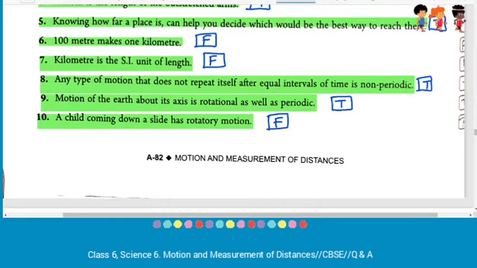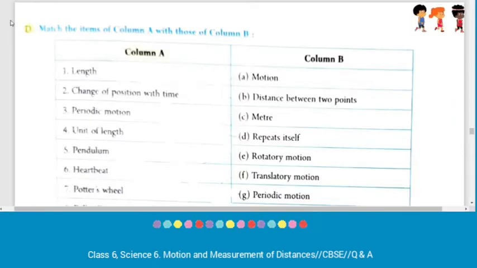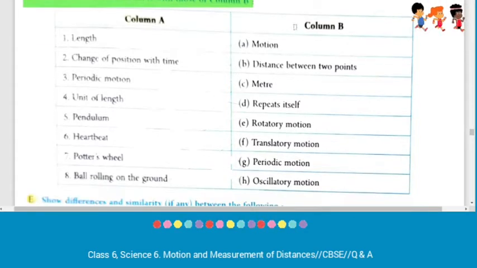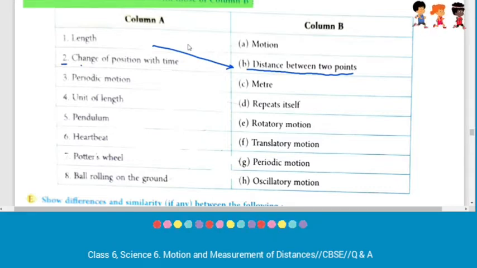Section D, match the items of column A with those of column B. Length. Length is the distance between 2 points. Second, change of position with time is motion. Third, periodic motion. Periodic motion repeats itself.